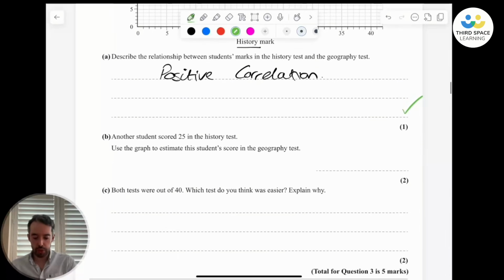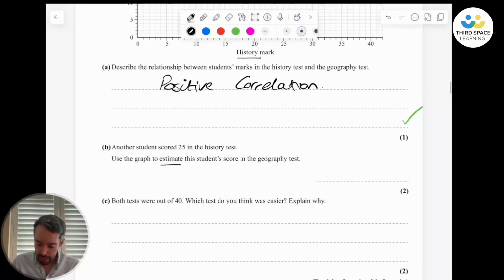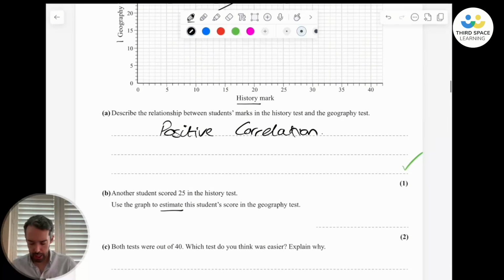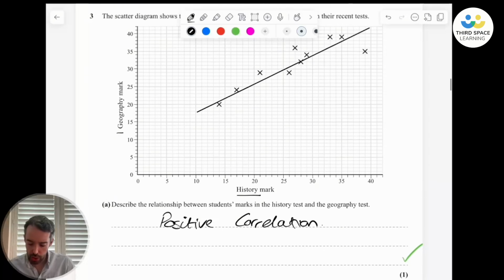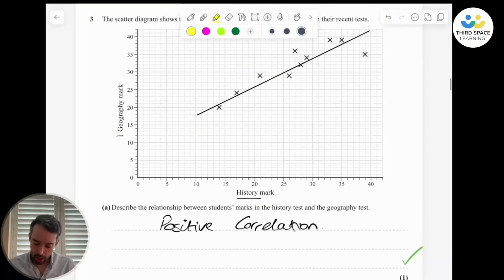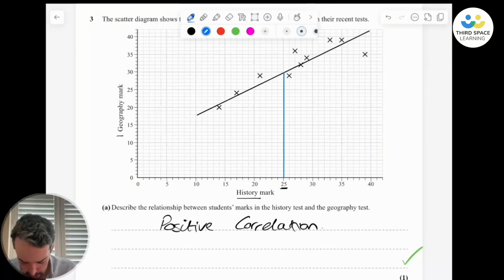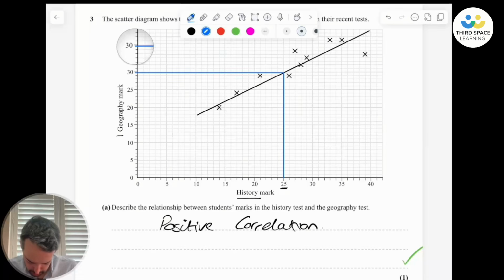Part B, another student scored 25 in the history test. Use the graph to estimate this student's score on the geography test. So we're going to go to 25 on the history marks, which is here, and draw a straight line all the way up to our line of best fit. Use a ruler to make sure it's nice and straight and just touches the line of best fit. Then let's draw a line all the way across to here, and let's see where that goes to. It's about there.